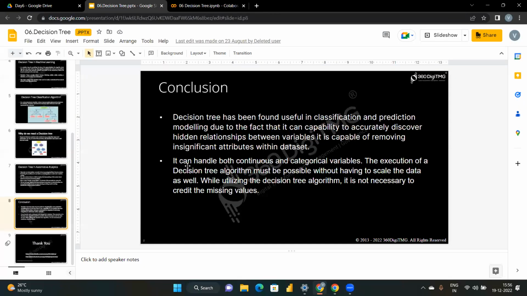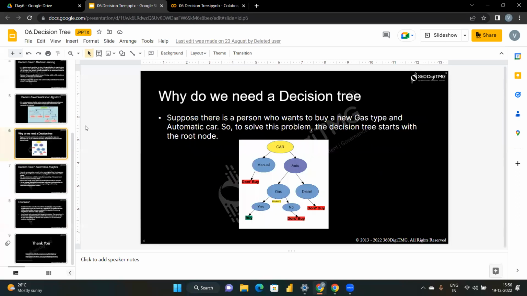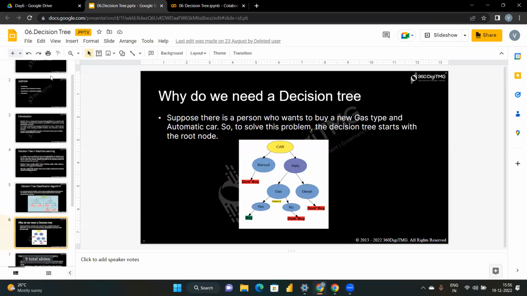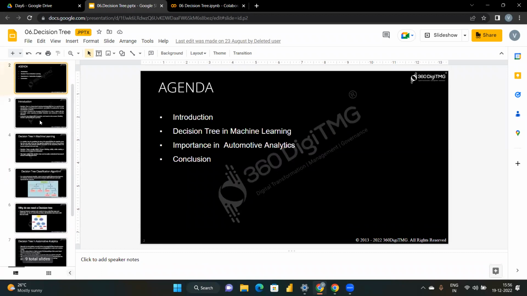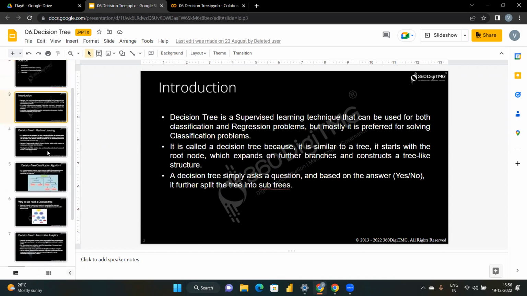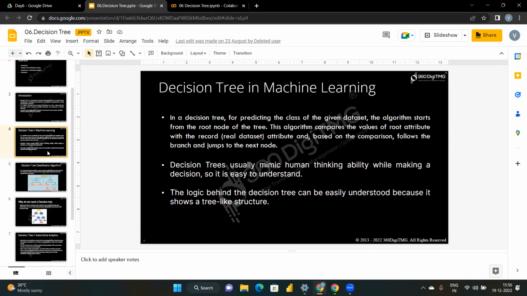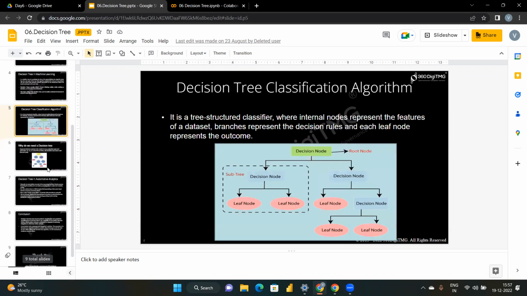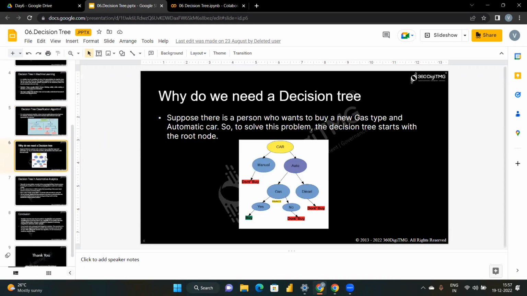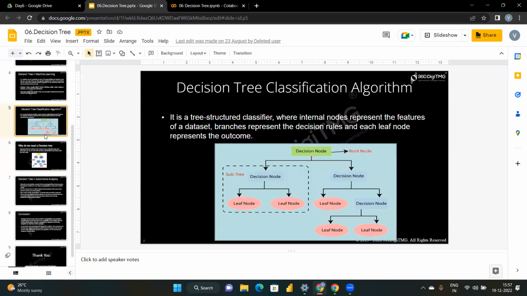So guys, this was all about today's session. We have seen the agenda of our automotive analytics, the introduction and importance of decision trees, and decision trees in machine learning algorithms. We have seen the decision tree classification algorithm. Tomorrow's session will cover the decision tree algorithm and why we need decision trees.